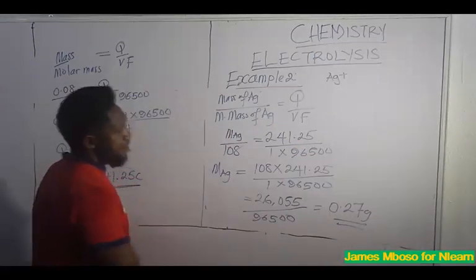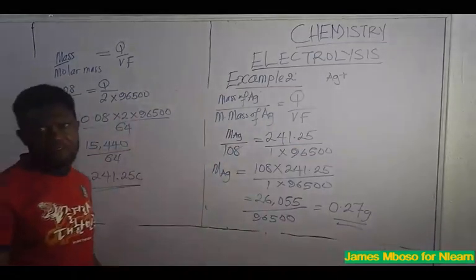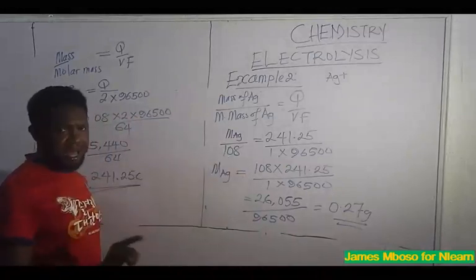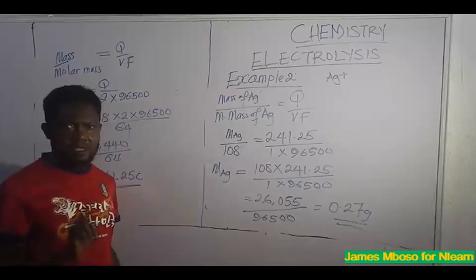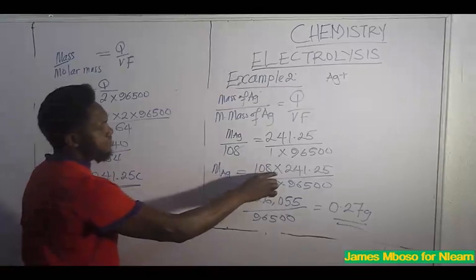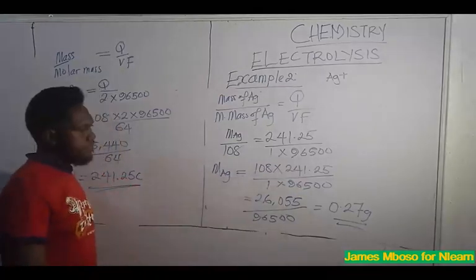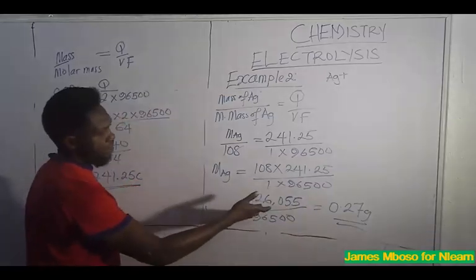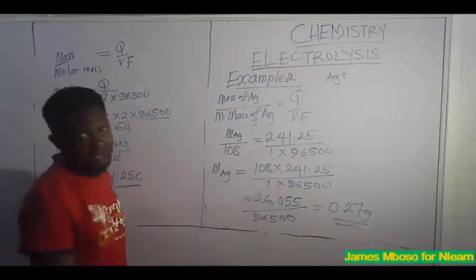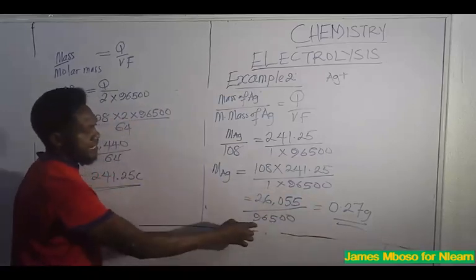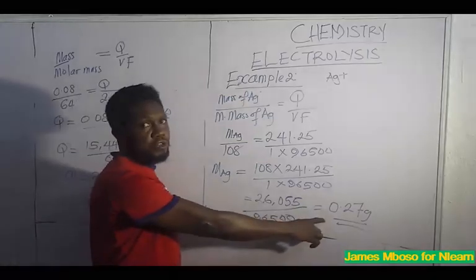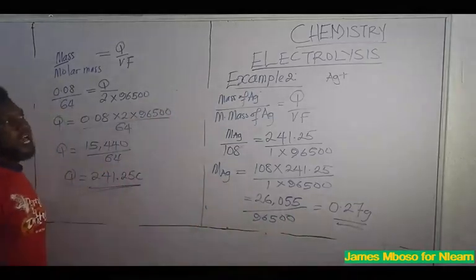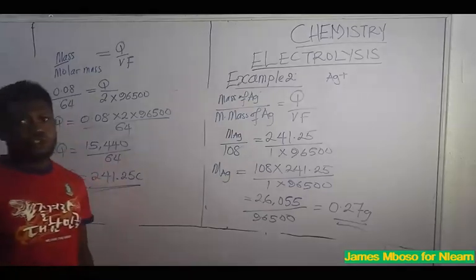When you cross multiply, making the mass of silver subject of the formula, you now have 108, which is the molar mass of silver, times 241.25 all over 1 times 96500. This is what we obtained: 26,055 divided by 96500. We have 0.27 gram as the mass of silver obtained from the electrolysis involving the salt solution.